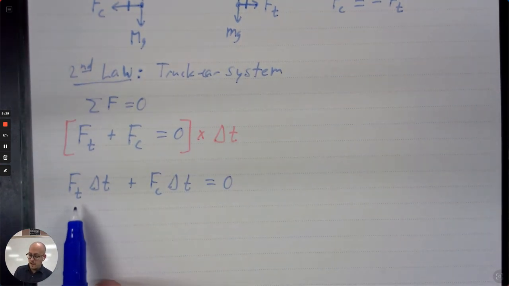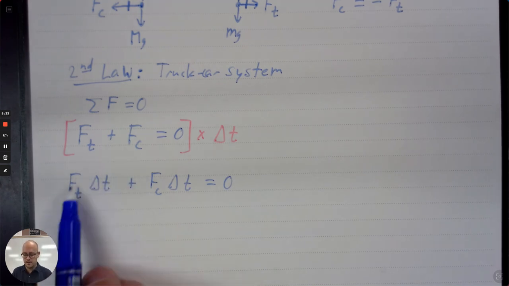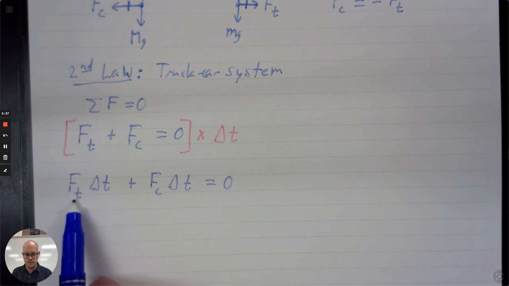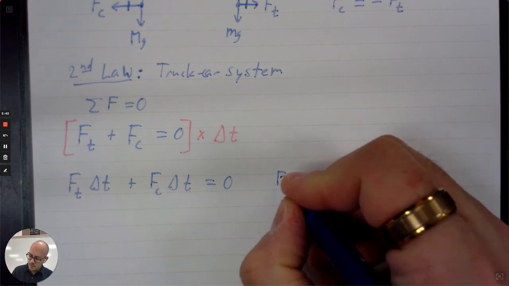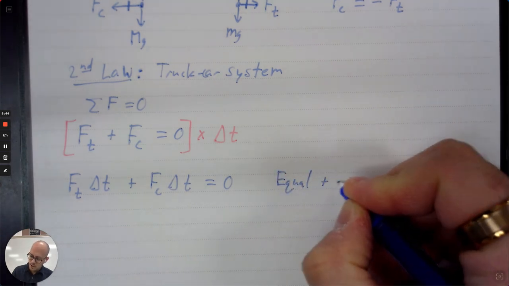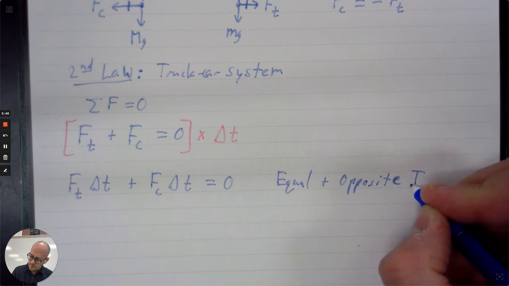So we've now established, instead of individual forces, we have a word for this, and this is the impulse. This is the impulse delivered by the truck, and then this is the impulse delivered by the car. These are equal and opposite impulses.